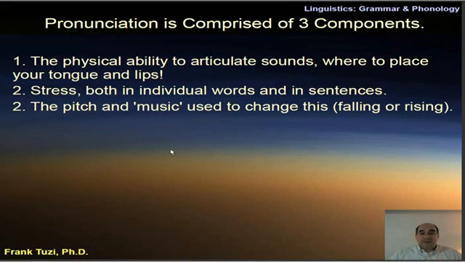Note, you should know that there are these three components for pronunciation. You need the physical ability to articulate the sound, right? You need to have the stress, the ability to stress an individual word or a sentence. Where do you put the question emphasis? In the word individual, where do you put the stress? Is it individual? Individual. Individual. Right? There's a different stress for these. Then there's the pitch or the music used to change this, where things are rising or falling. And this is supposed to be a 3, not a 2. Anyway, those are the 3 parts of pronunciation that you need. You need the physical ability, you need stress, and you need pitch.